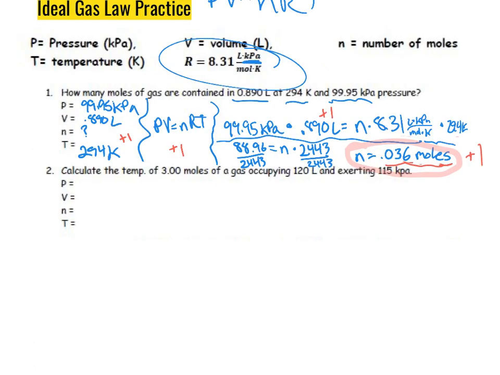Let's take a look at the second problem. So we're going to start by reading it. Calculate the temperature of 3 moles of gas occupying 120 liters and exerting 115 kPa. We want to use the LESS method as well, so we are going to list out the variables. So it's asking us to calculate the temperature. We see that there's 3 moles of gas occupying 120 liters and finally exerting 115 kPa. We know that is the pressure because kPa is a unit of pressure. So that is the first step, to list out all those variables.